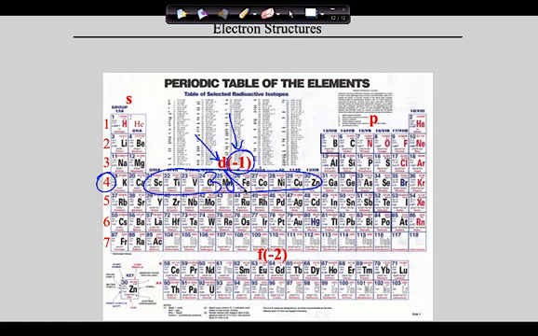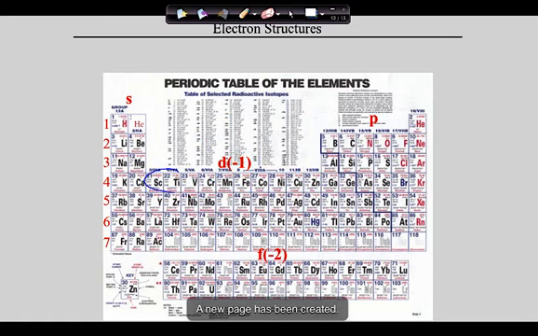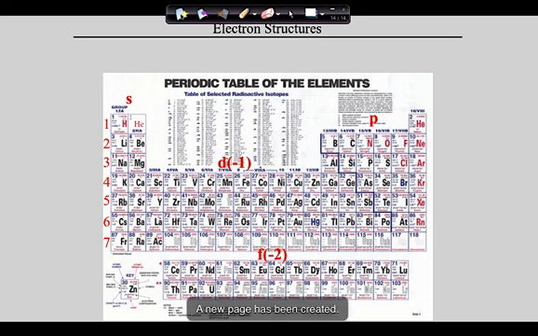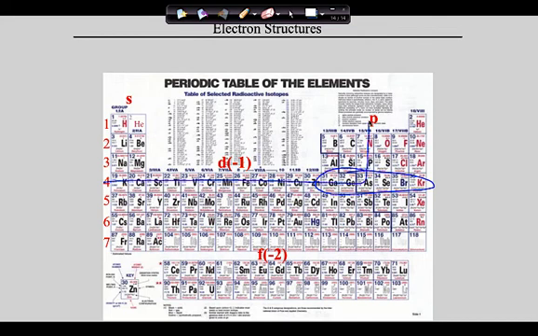So elements 21 through 30 are in a D, but it's D minus 1, making that the 3D sublevel. Then from there, we move down to elements 31 through 36, and the pattern returns. This is the 4p sublevel, and it goes on from there.